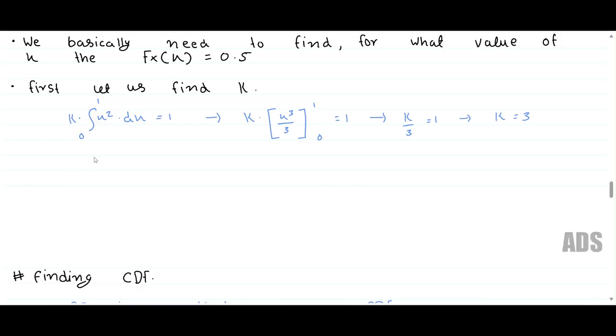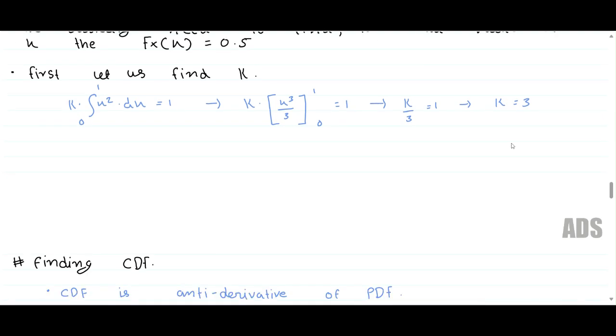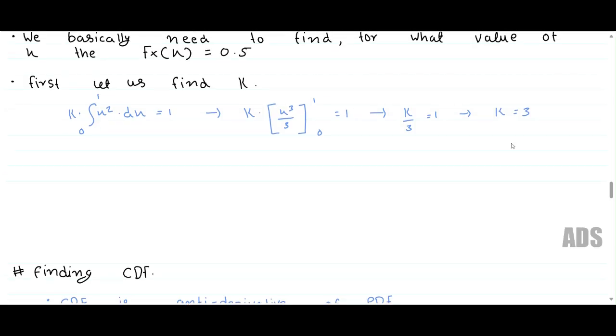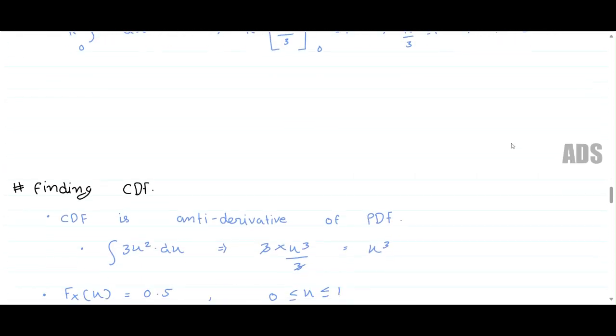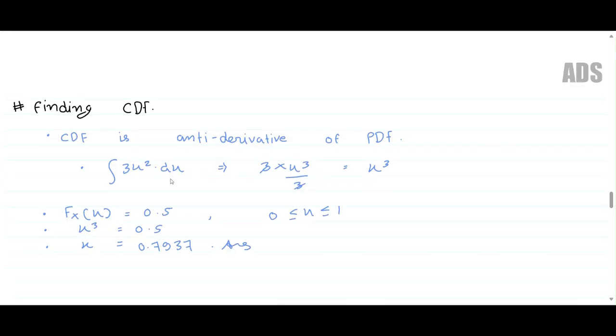After integrating this PDF over the interval 0 to 1, the value of k which we get is 3. Now, since we need the CDF to have the value 0.5, we find the CDF by integrating the PDF. The CDF that we get is x cubed. It means that x cubed is equal to 0.5. So the value of x that we will get is 0.7937. Hence, the median value of random variable x is 0.7937.